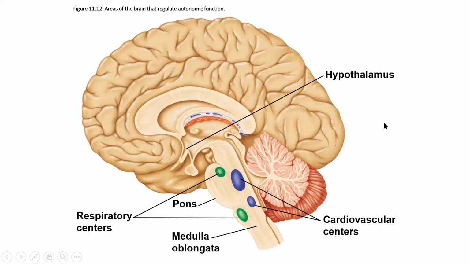So this image here just illustrates some of the areas of the brain that feed into the autonomic response. We've got the cardiovascular centers and the respiratory centers that are found in the pons and the medulla. We've got the hypothalamus. This is really important for regulating things like body temperature, hunger and thirst. But we can also think about some other areas of the brain that are important in autonomic function as well, or that influence autonomic function. So think about the limbic system. The limbic system actually controls our emotions.